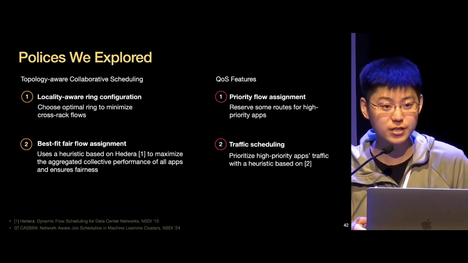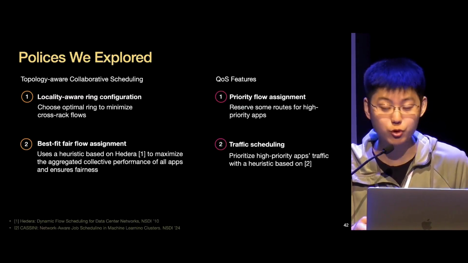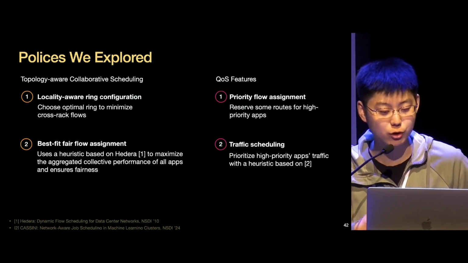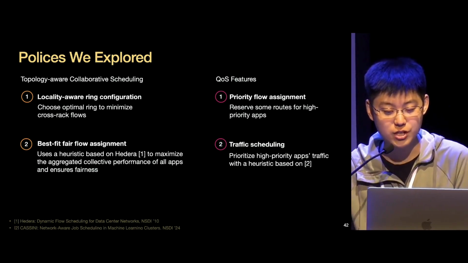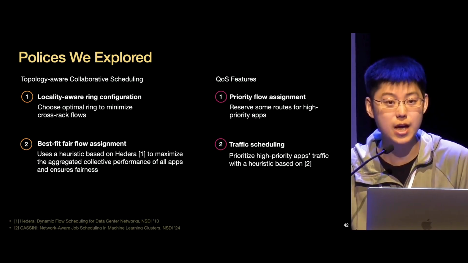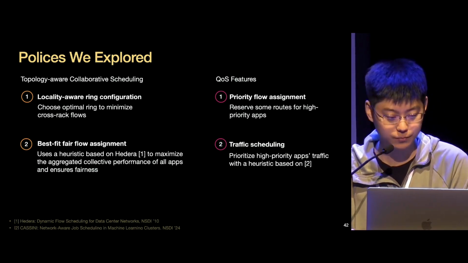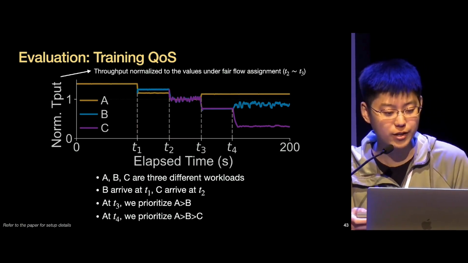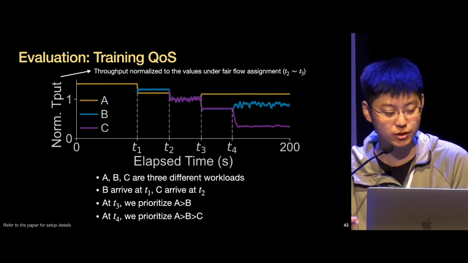To show MCCS QoS capability, we explore 2 extra policies. One just dedicates network paths for high-priority applications, and the other just masks application traffic with time windows based on Cassini. We show the throughput of 3 training workloads normalized to the values between T2 and T3.